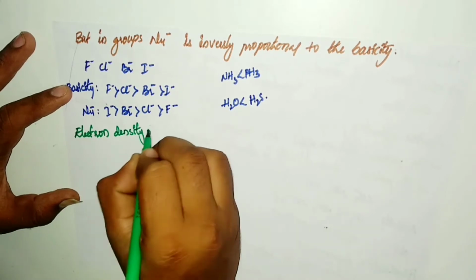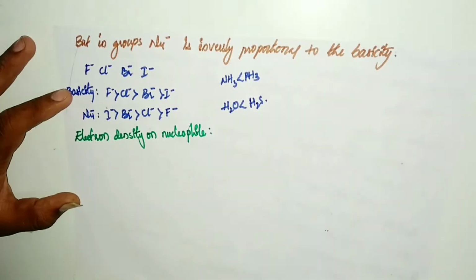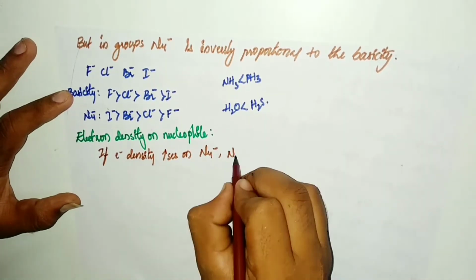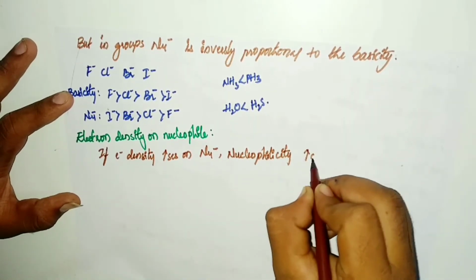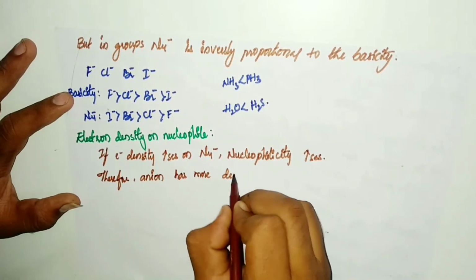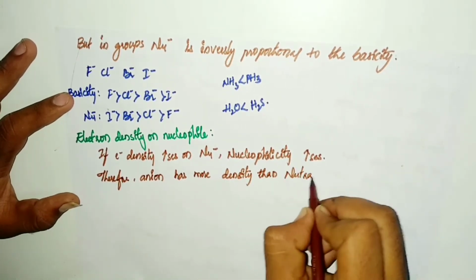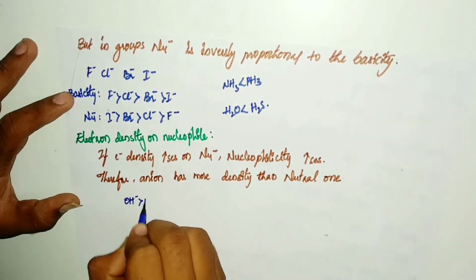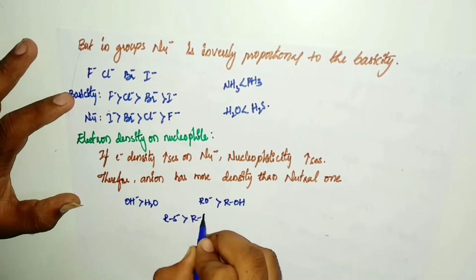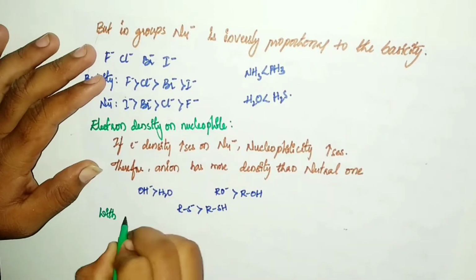And next, electron density on the nucleophile. So what is it? If electron density increases on the nucleophile, nucleophilicity increases. Therefore, an anion, not a cation, has more electron density than the neutral one. And again I am giving some examples, just go through them and you will know.